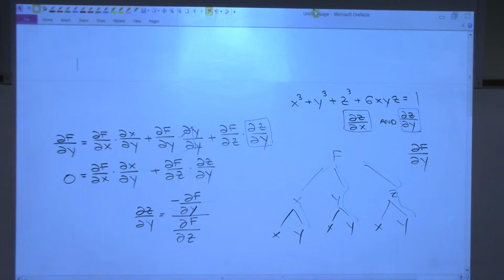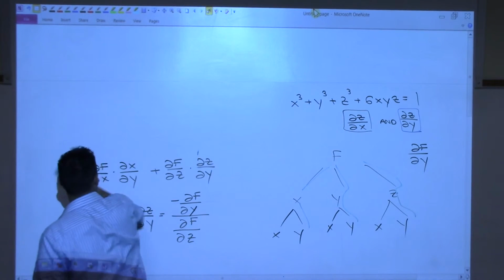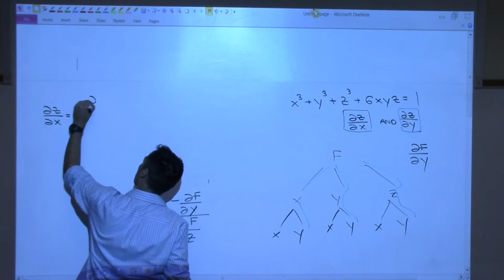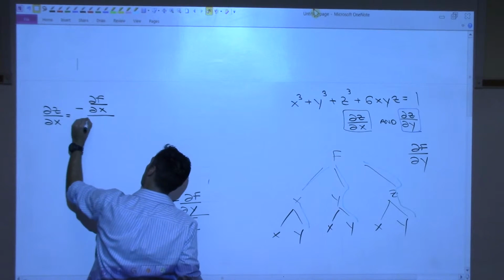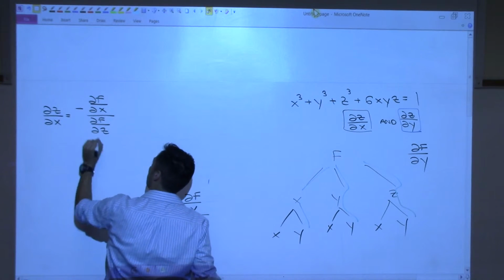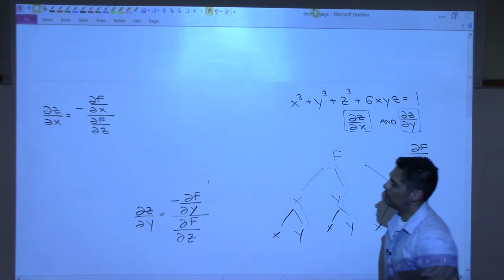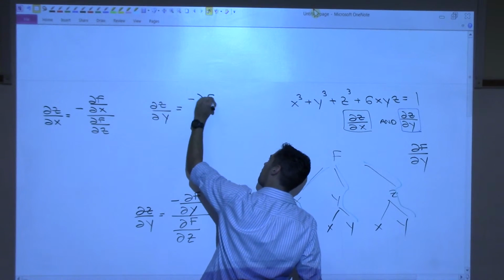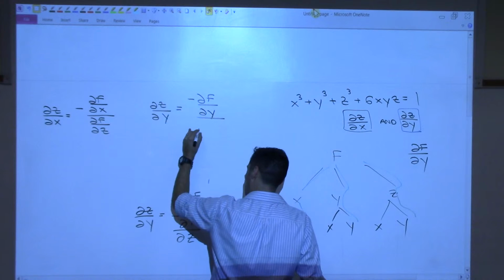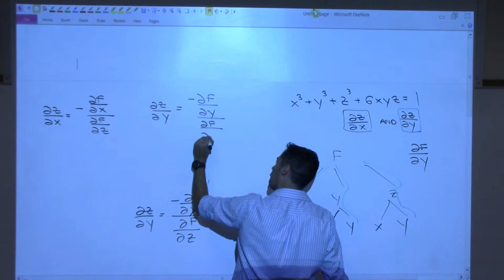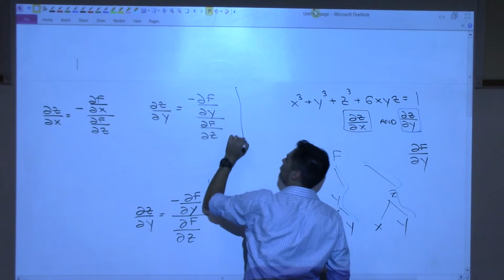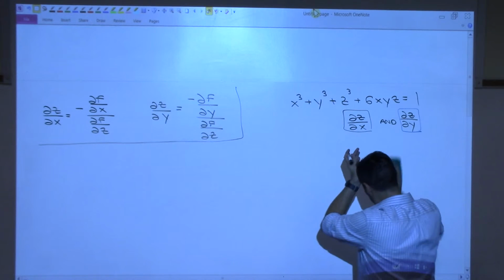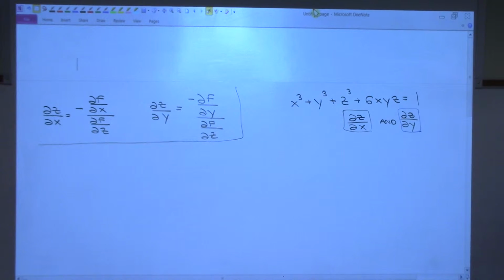You got them both boxed up? I'll write them down over here. Partial z with respect to x equals negative partial f with respect to x over partial f with respect to z. Is that correct for that one? Yes. And then this one, partial z with respect to y equals negative partial f with respect to y over partial f with respect to z. Those are our two formulas. And now let's go through and do this problem. How much time do I have? 20 minutes. Perfect.